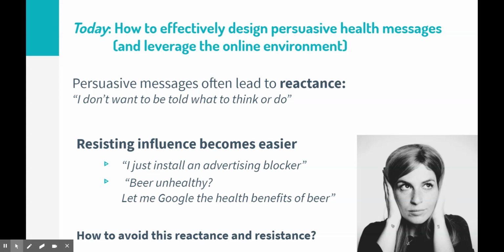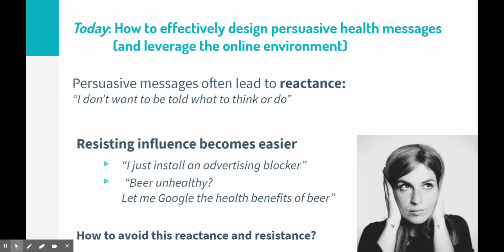Now, we humans, we simply don't like that. We like to maintain our freedom, or at least the feeling that we are free to really do whatever we want. And what we often do is we try to resist this influence. So, for instance, I really enjoy drinking a nice beer, and if anyone tries to persuade me and says that drinking beer is not good for my health, I will respond defensively because I feel threatened to think and to do whatever I want with regards to beer.